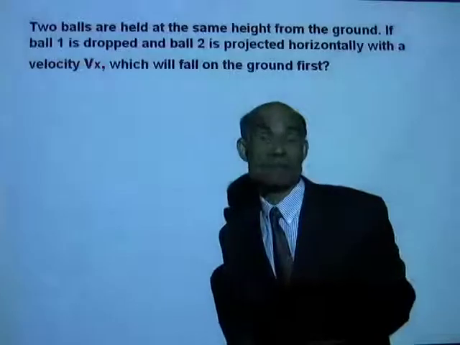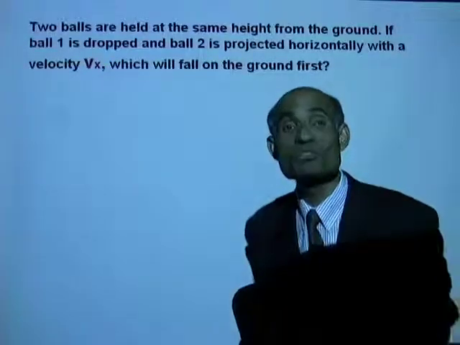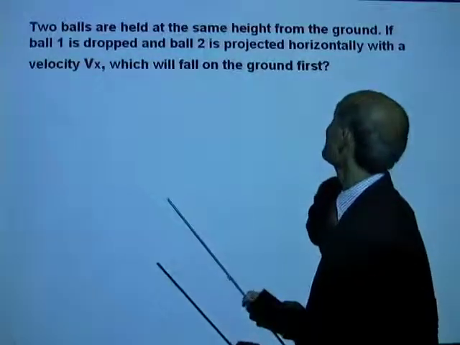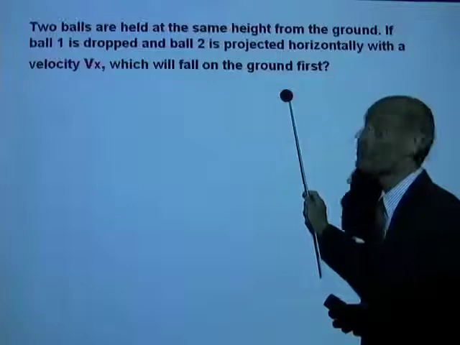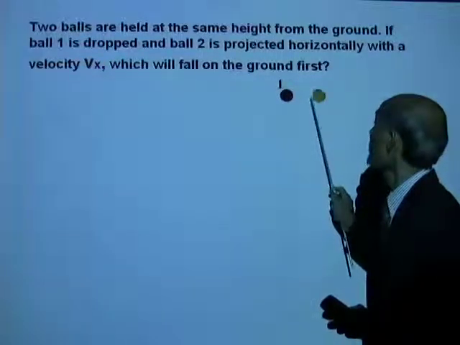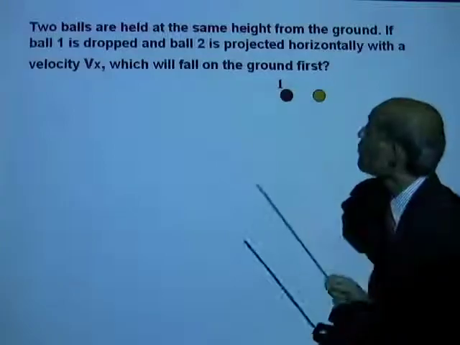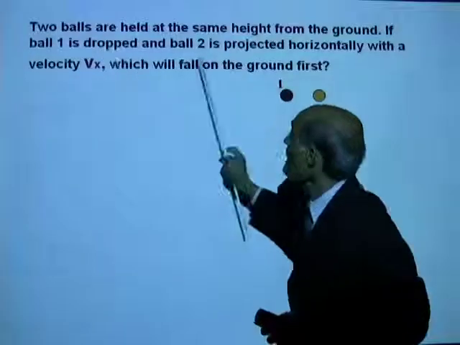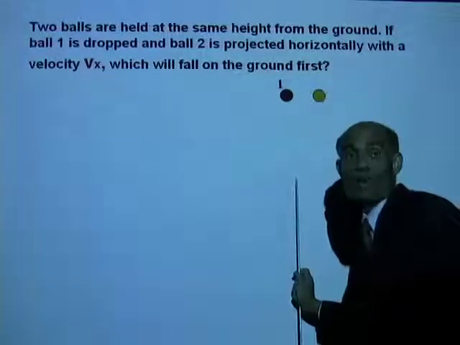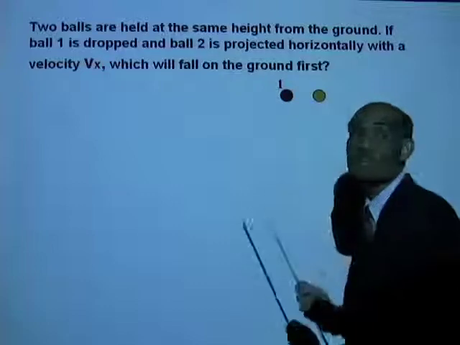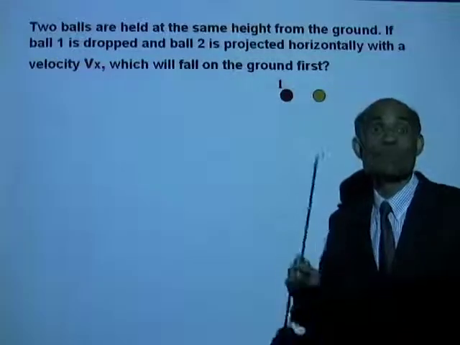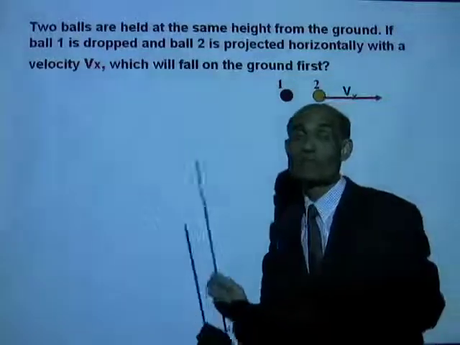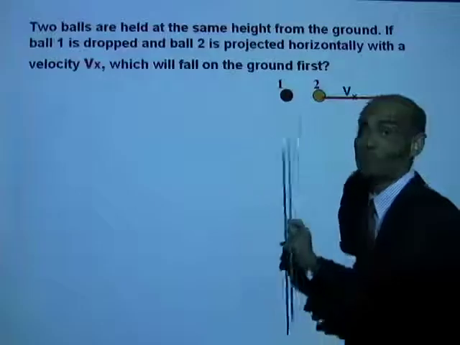Alright, let me give you a scenario and let me see whether you understood our discussions. Two balls are held at the same height from the ground. This is the brown ball, and another one is the yellow or orange, whatever you want to call it. Now, ball 1 is dropped, and ball 2 is projected horizontally with a velocity vx. Alright? If you understood the concept, what is the concept?